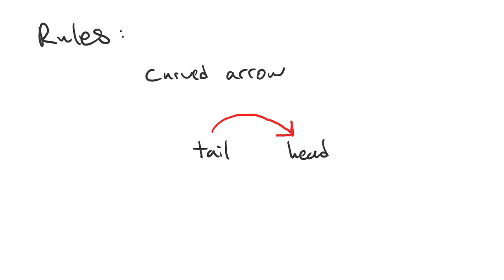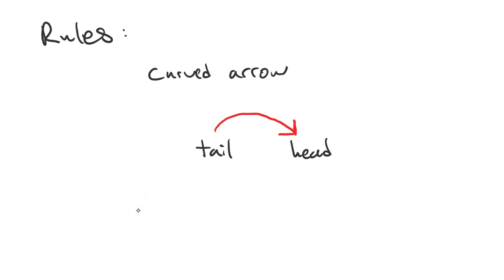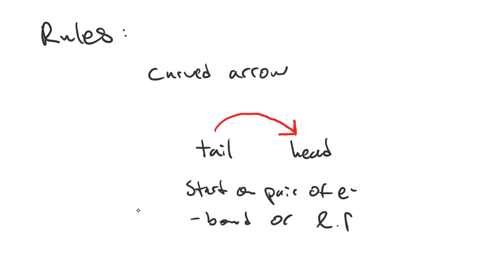The rules are pretty simple. First of all, a curved arrow has a tail, that's the part without the barbs, and a head, that's the part with the barbs. The tail always has to begin on a pair of electrons. Now, a pair of electrons is either a bond or a lone pair. For resonance, we're talking pi bonds only. Okay? If you're breaking sigma bonds, then you're doing reaction mechanisms.